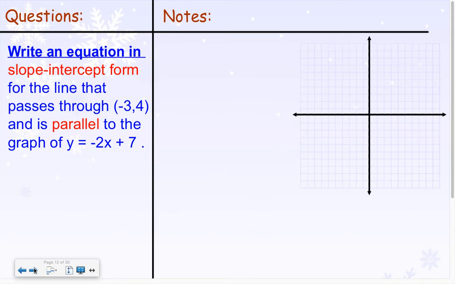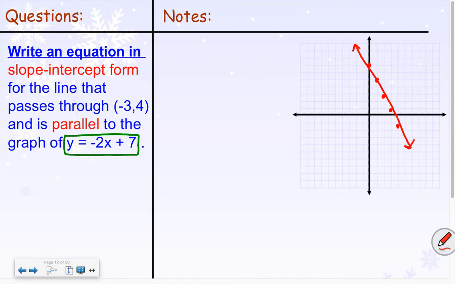All right, second example. Write an equation in slope-intercept form for the line that passes through (negative 3, 4) and is parallel to negative 2x plus 7. So let's start again by graphing our original line. I'll put my first dot on 7. I have a slope of negative 2, so rise negative 2, run 1, rise negative 2, run 1, rise negative 2, run 1.